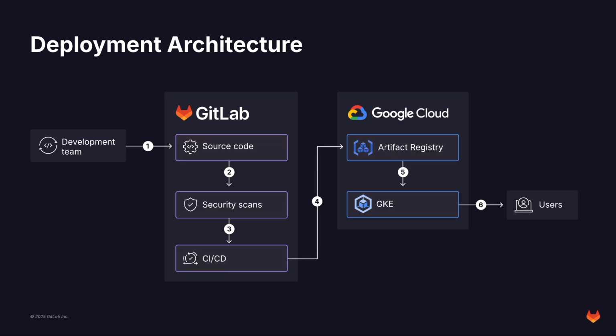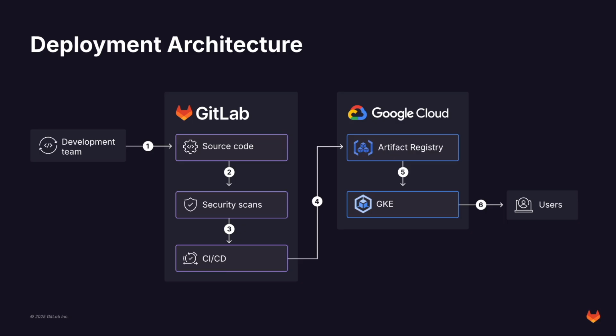Once the code passes security checks, it moves to step three, the CI/CD pipeline. This is where GitLab orchestrates the build and deployment process. Now we cross over to Google Cloud. At step 4, the CI/CD pipeline pushes the container images to Google's Artifact Registry, your secure private container repository. From there, step 5, GKE pulls those images from the Artifact Registry and deploys them to your Kubernetes cluster.